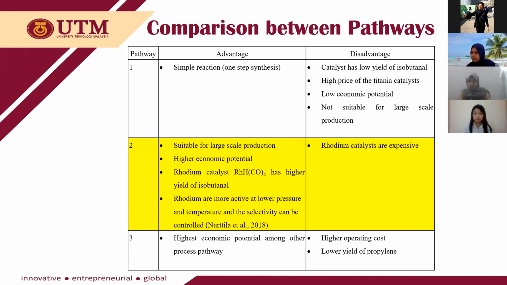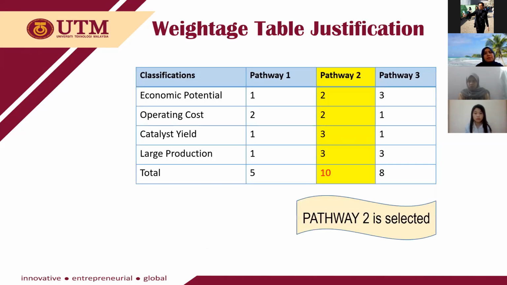As we all know, refinery processes are generally complex, and therefore the operating cost is quite high. Besides, steam cracking usually yields more ethylene product than propylene product. So if propylene is quite low, it will consequently give lower product of isobutanol. A weightage table has been done to justify our selection based on several classifications such as economic potential, operating cost, the yield of catalyst, and the production, whether it can be done in large scale or not. So our marking scheme has shown that pathway 2 is selected instead of other pathways.